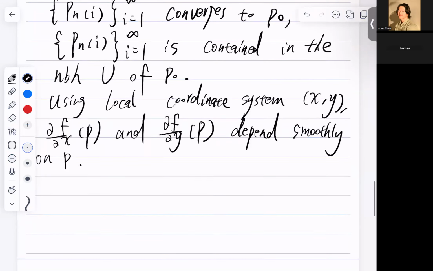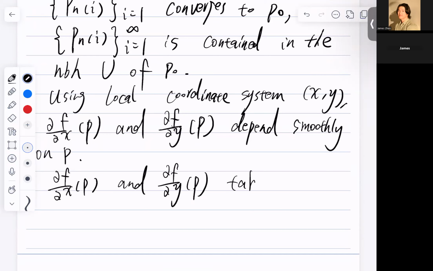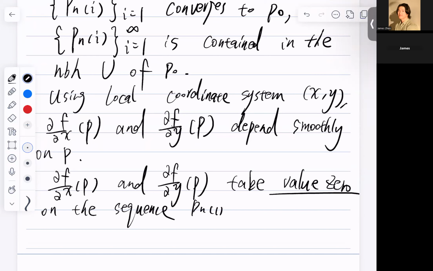Then these two values take value 0 on the sequence Pn1, Pn2, and so on, of critical points, right? Because that's the definition of what a critical point is, right? All the first order partial derivatives in all the arguments in its local coordinate chart is 0. Okay.